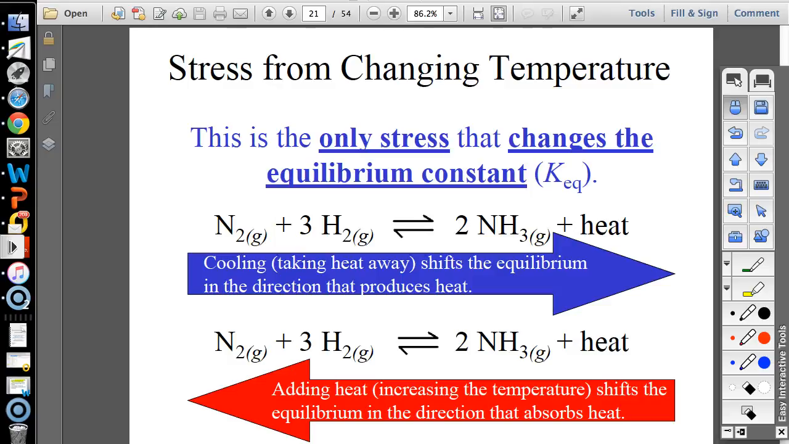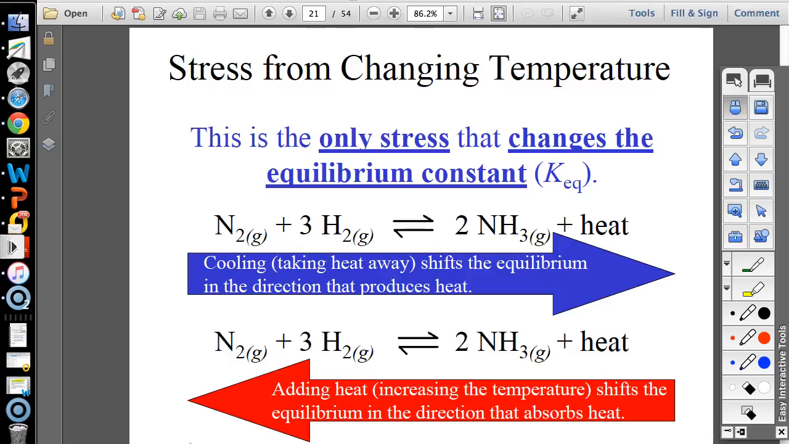If you add heat, you're going to shift the equilibrium away from the side with heat. If I heat this up, this is an exothermic reaction. If it's in a chamber or beaker or whatever, and I add heat, it's going to shift toward the reactant side. And this is just what I did back there, except the reaction I did back there was an endothermic reaction, so it had heat on this side.